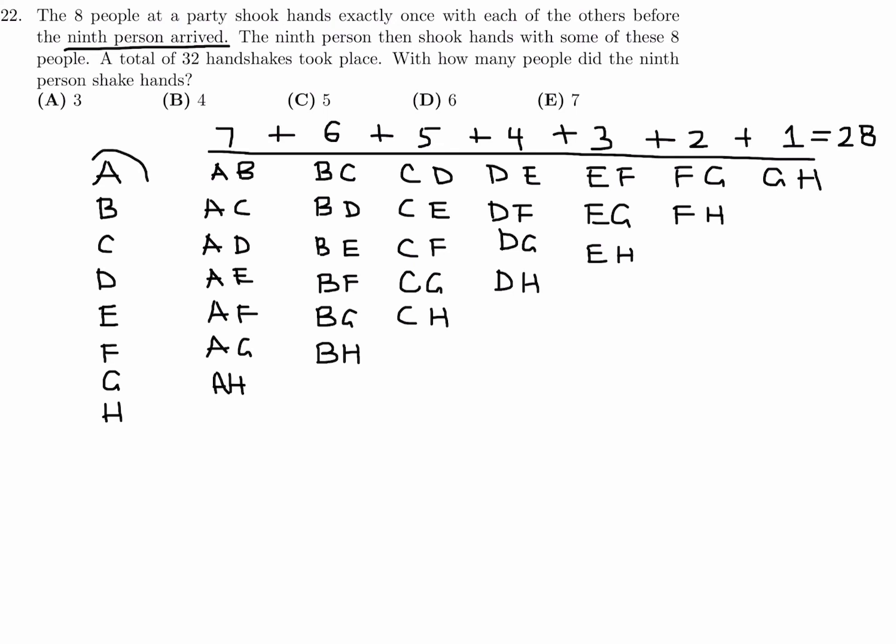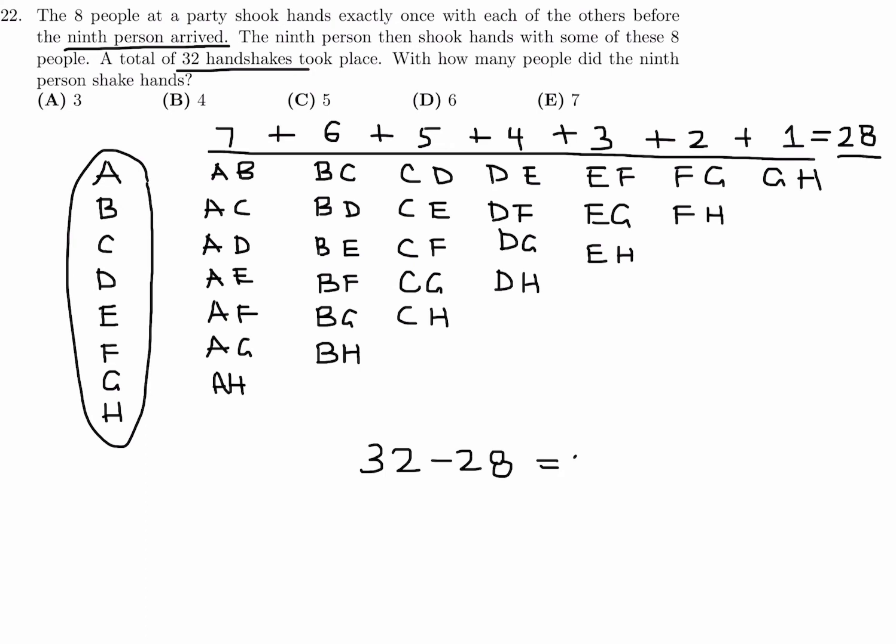Okay? And when it's all said and done, there's a total of 32 handshakes. Well, 28 of them have already been done, so that means 32 minus 28, which is 4, is how many handshakes that ninth person must have had or done. So that's the answer. So number 22, the correct answer is B.